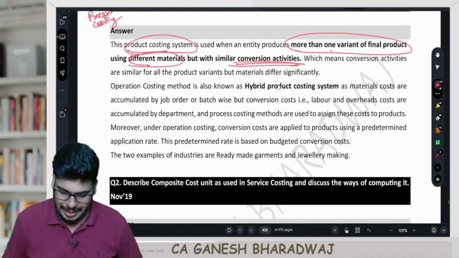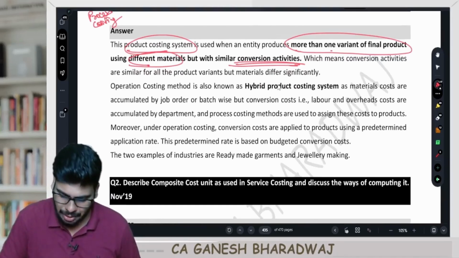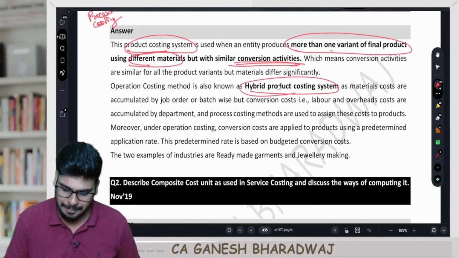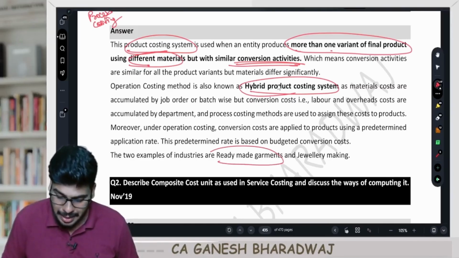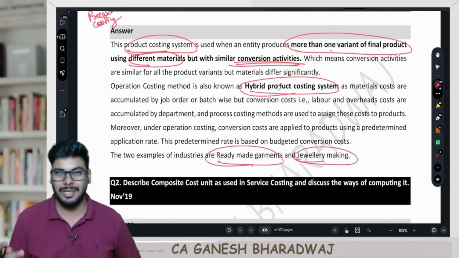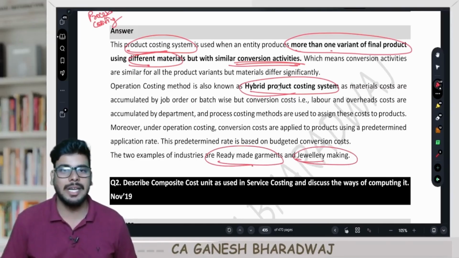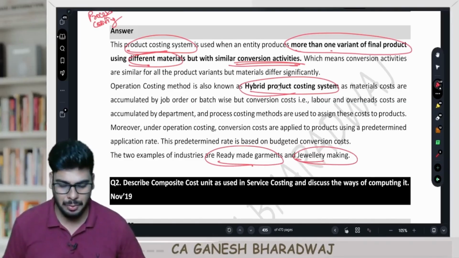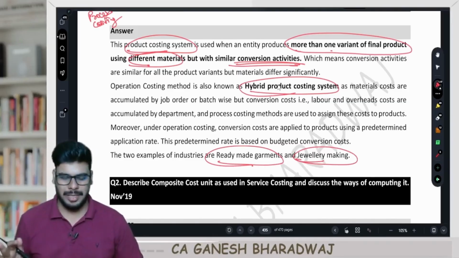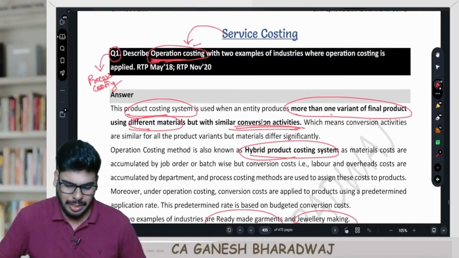All these things they have just mentioned, the meaning of that and all. It's a hybrid process product costing system. And two examples they have given are ready-made garments and jewelry making. So more than one type of output emerges out of a common process. Guys, clear with this, right? Again, you need not write the exact words; know the concept and put it in your own language.